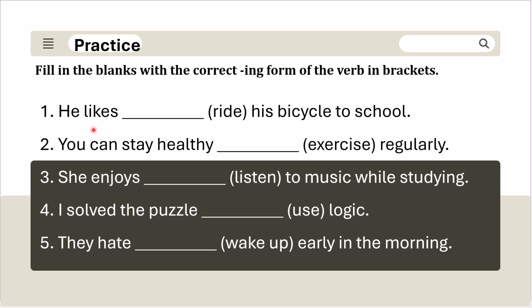Look here. He likes ride his bicycle to school. You can stay healthy. She enjoys listen to music while studying. I solve the puzzle, use logic. They hate to wake up early in the morning. So each verb is given in the bracket. Now you have to change it into the ing form, and another form of the verb, that is by plus ing. So pause the video, complete these questions, come back and check your answers.